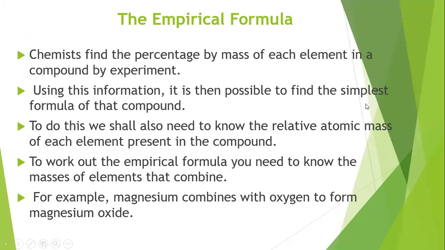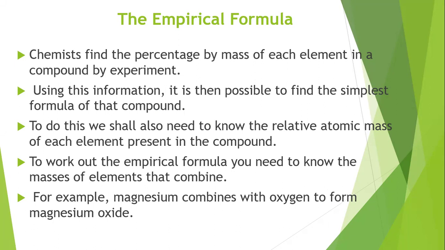Chemists, these are the people who study chemistry, are the ones that find the percentage by mass of each element in a compound by an experiment. Using this kind of information, it is then possible to find the simplest formula of that compound, and that's where the empirical formula comes up. To do this, we also need to know the relative atomic mass of each element present in the compound, which is required to obtain the simplest formula of the given compound, that is the empirical formula.